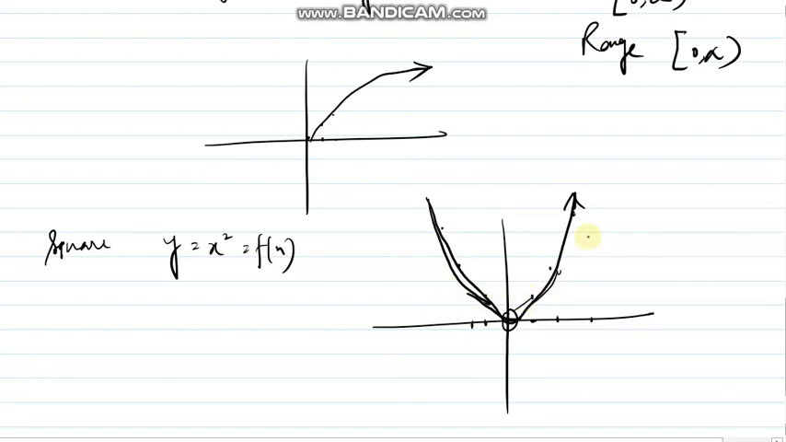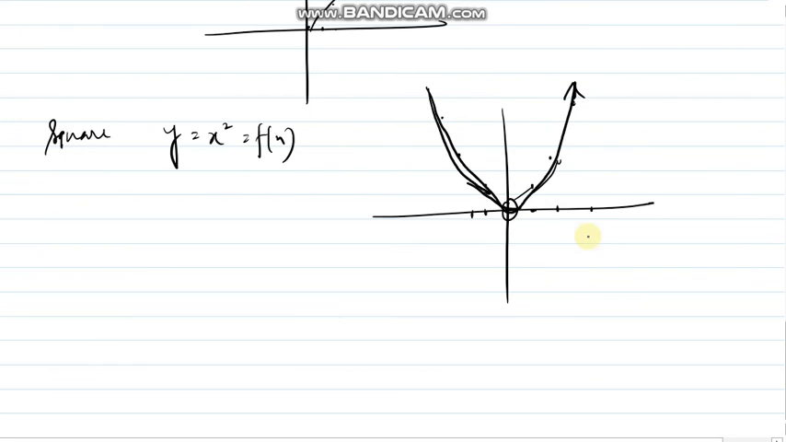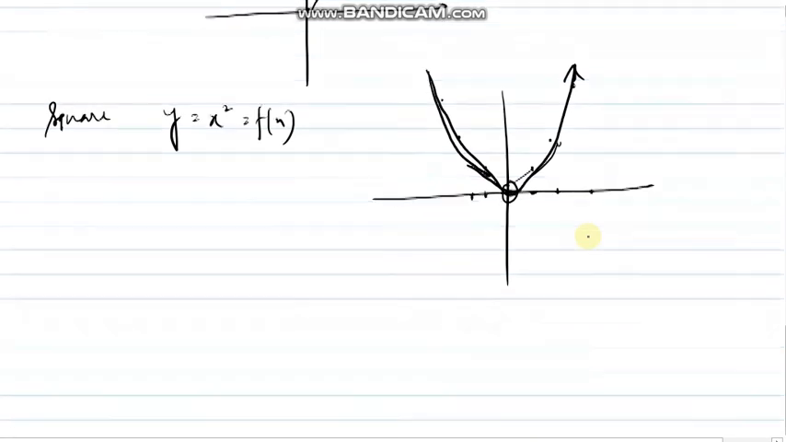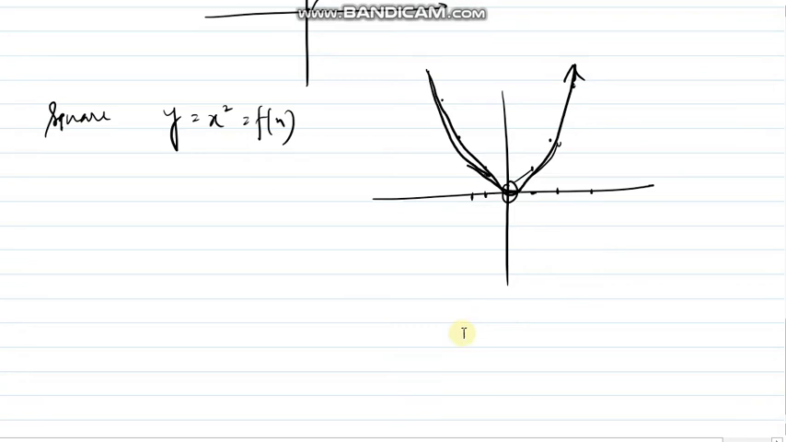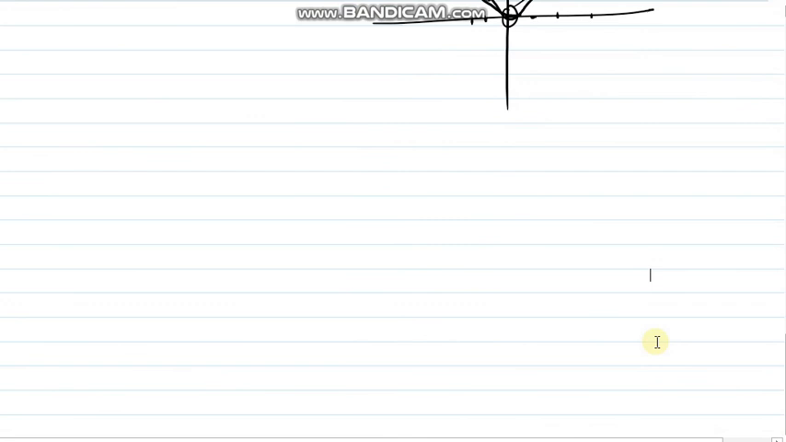So now if I discuss the square function, the domain is any real number and the range will be 0 to infinity, because for any square function the minimum value can be 0 and the maximum value can go up to plus infinity, right?